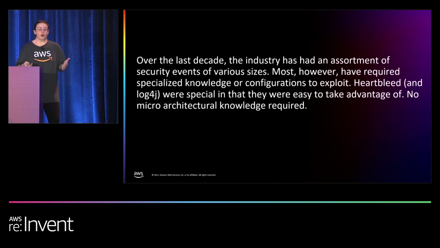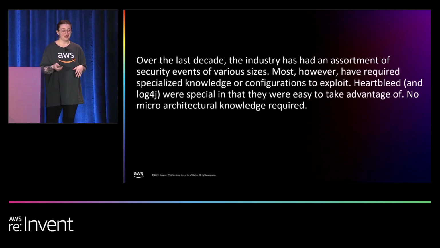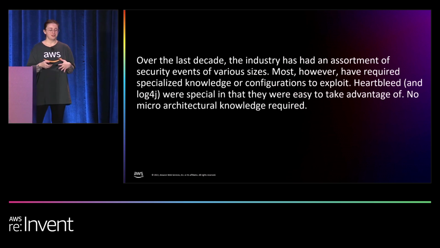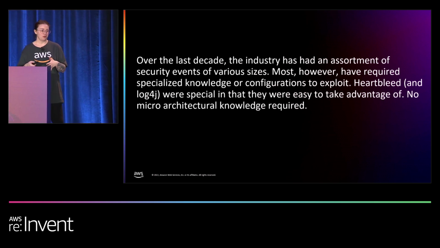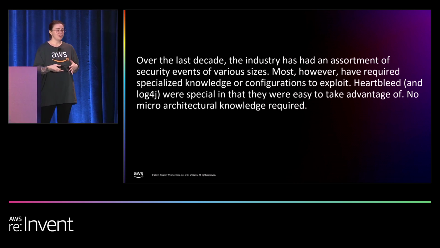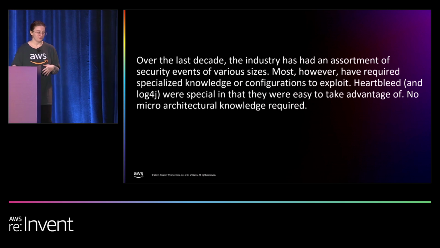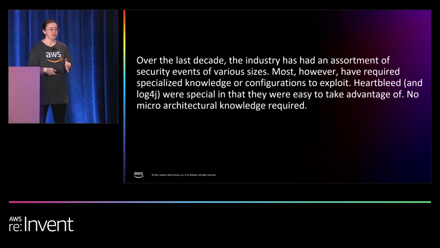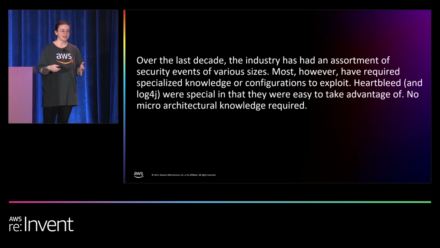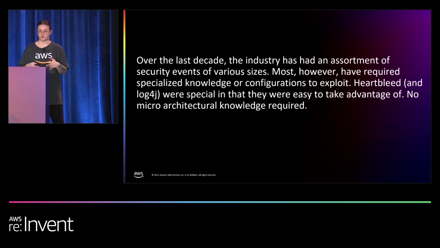But even Heartbleed, that's not the end of it. And over the last decade, we've had an increasing number of mad dashes like this. What was unique about Heartbleed and Log4j, now known as Log4Shell, what was different about those is that they were easy. They were easy to exploit. They were easy to take advantage of. There was no special microarchitectural knowledge required.